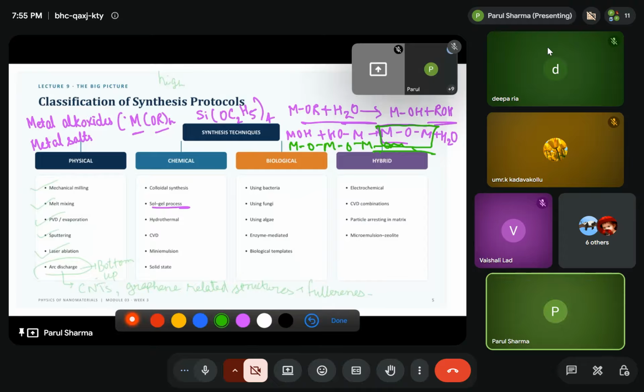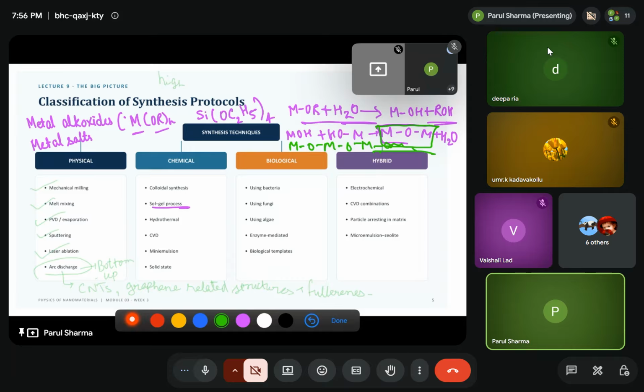So the temperature must be carefully controlled, because excessive heating can also cause small nanoparticles to convert into larger grains. So calcination can improve the crystallinity, but it may also increase the particle size. This is one of the important processes for the synthesis of nanomaterials using the chemical process, and this is a bottom-up technique.